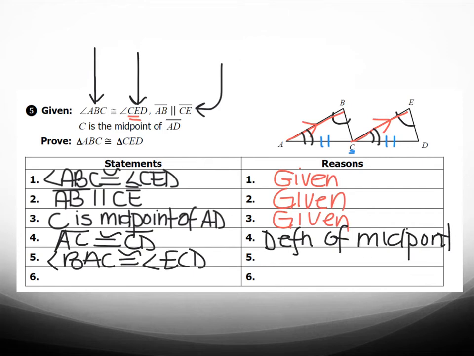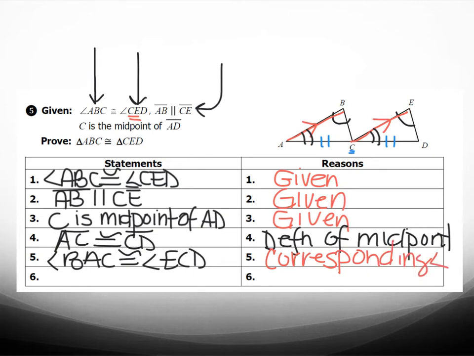Why? Take a look at it. Angle BAC, which is this angle right here, A, is congruent to ECD, which is this angle here, C. Well, you got it. They correspond. So let's figure out what we have now. Corresponding angles.